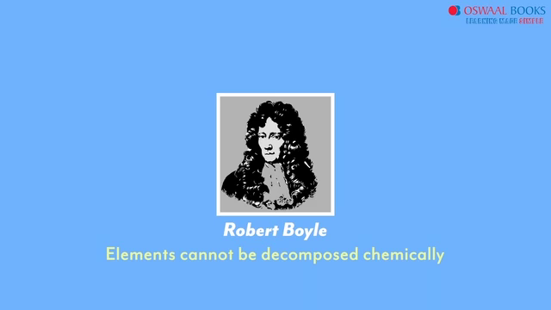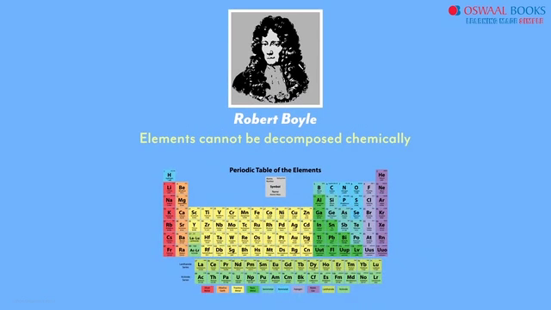And do you think he was right? Yes, of course he was. The elements we will study in the periodic table are those which are in their simplest form. They cannot be broken down into simpler forms.